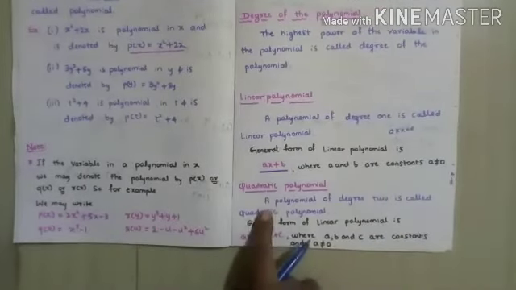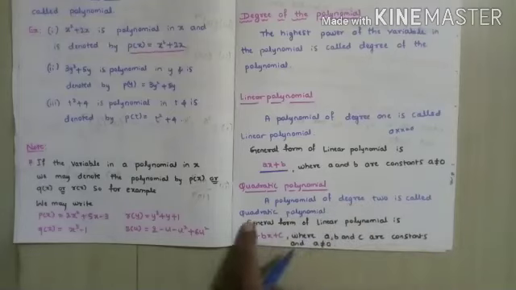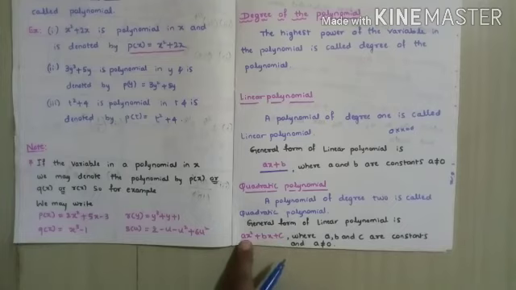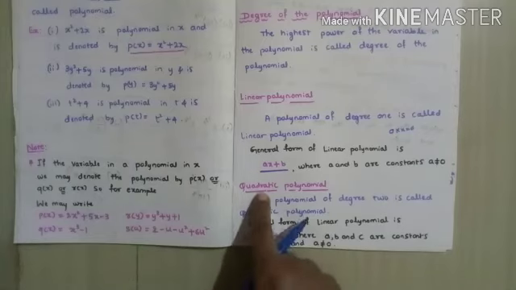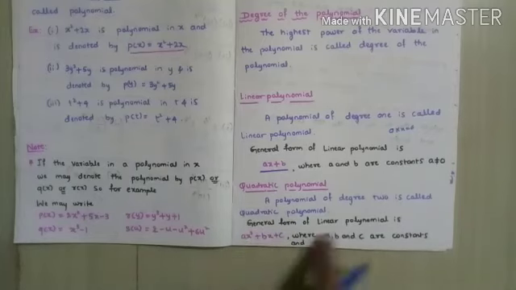Similarly, quadratic polynomial. A polynomial of degree 2 is called a quadratic polynomial. This is the general form, ax square plus bx plus c. Here a should not be equal to 0. b can be 0, c can be 0, but a should not be equal to 0, because for a quadratic polynomial the degree should be 2.